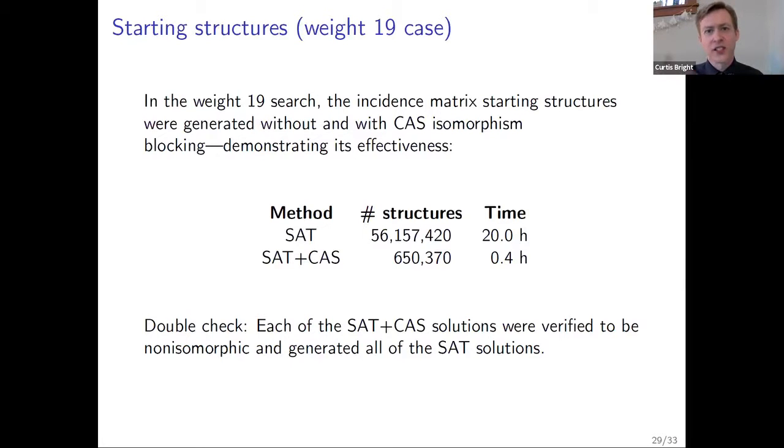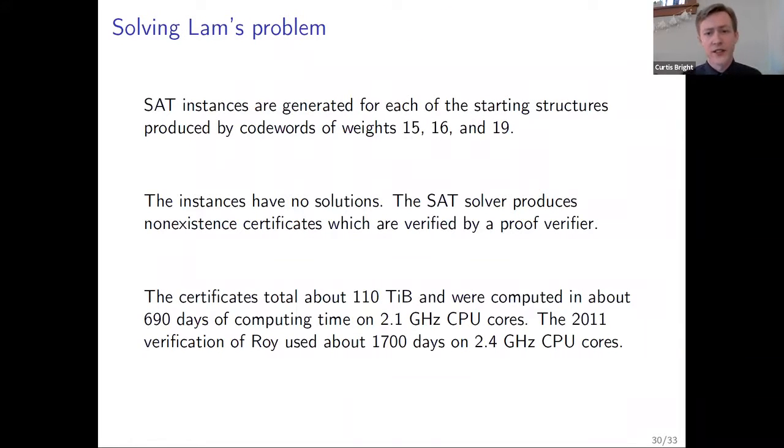And we did some double checking, which confirmed that everything in the second approach did generate all of the ones without the symmetry breaking. All right, so once you have all the starting structures, you can generate SAT instances for each of them, and you run the SAT solver, using state-of-the-art SAT tricks. You get back unsat for all your instances, which is then therefore a proof that the projective plane does not exist. Moreover, as I mentioned, you get the certificates, which you can give to a third party. They can verify, yes, all the instances themselves are unsatisfiable.